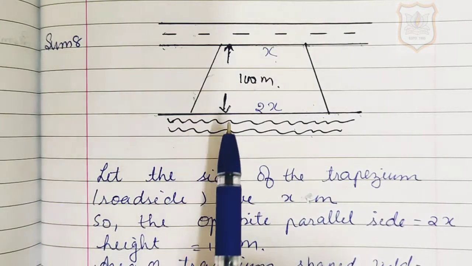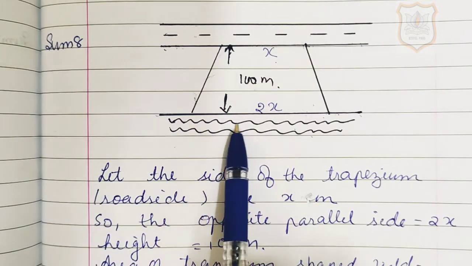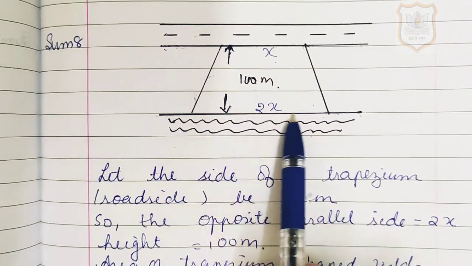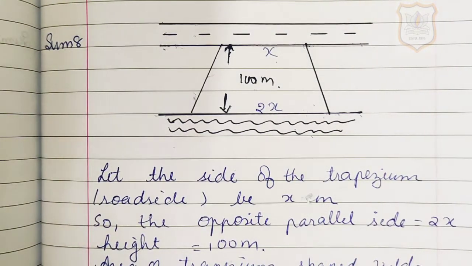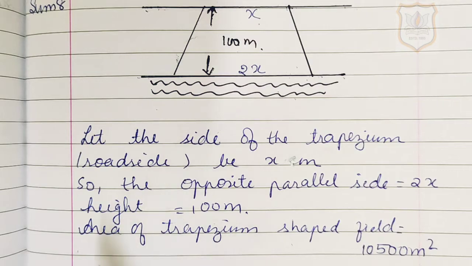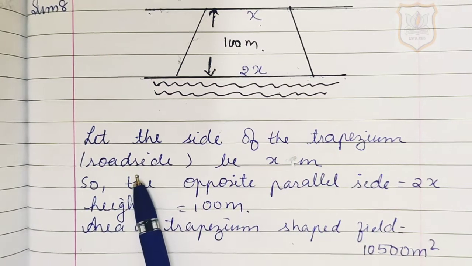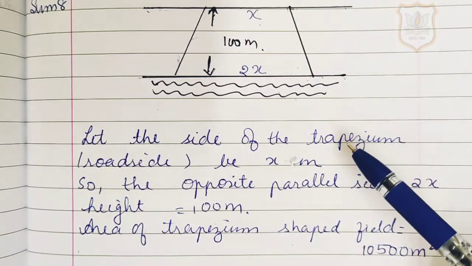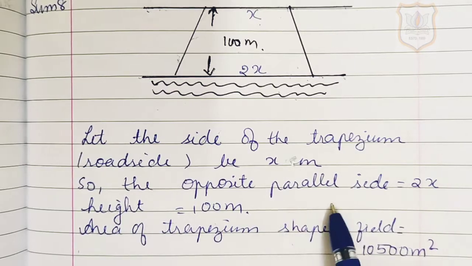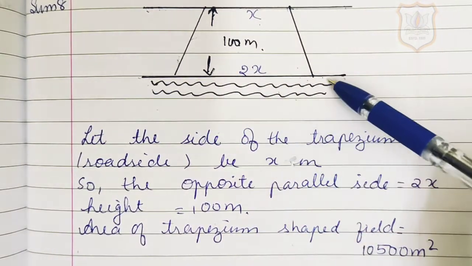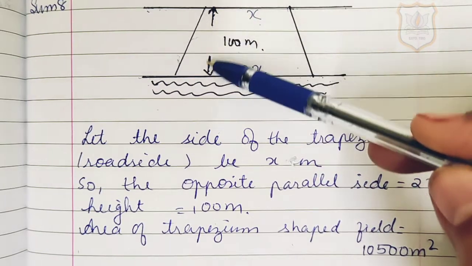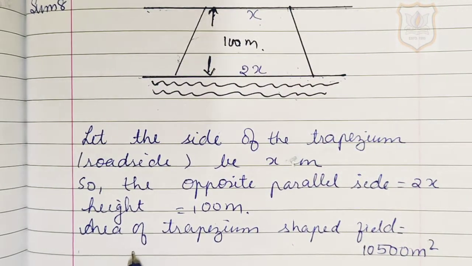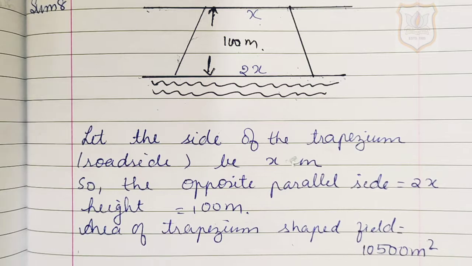We have to find the length of the side along the river. We have to find the length of this side. Now let the side of the trapezium road side be x meter. So the opposite parallel side will be 2x and the height is 100 meter and area of trapezium shaped field is 10,500 meter square. It's given in the question.